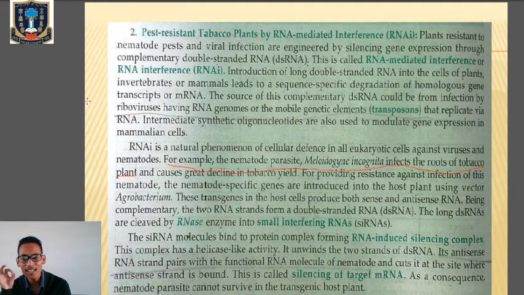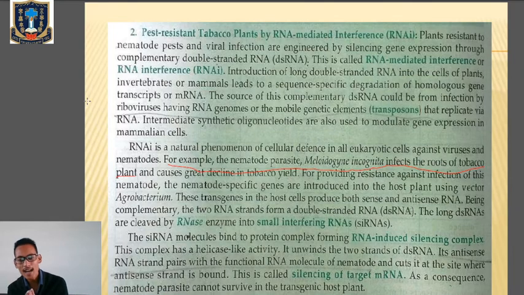RISC means RNA induced silencing complex. So those siRNA which have been produced by cleaving of the double-stranded RNA by the RNase now bind to the protein complex called RNA induced silencing complex, or RISC. And this complex has helicase-like activity. Helicase means it will unwind, it will separate the two strands of RNA. So it will unwind the double-stranded RNA and make it single-stranded RNA.